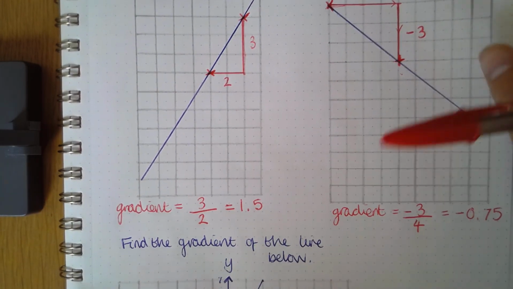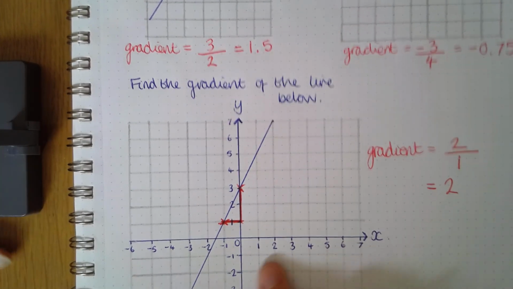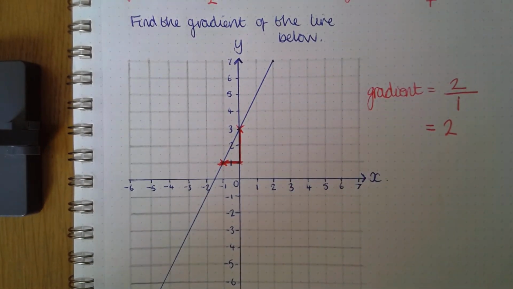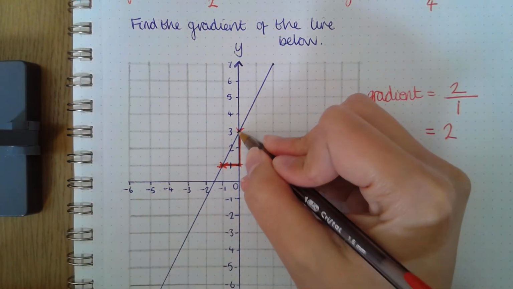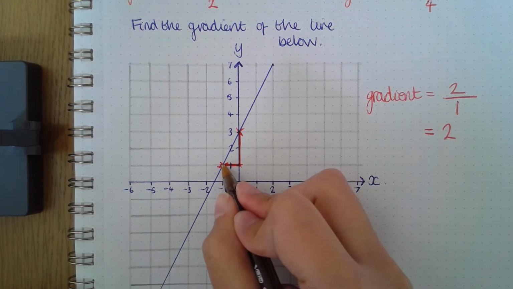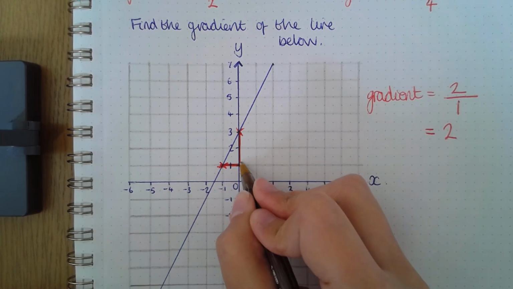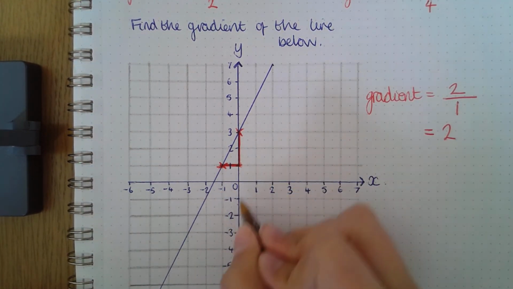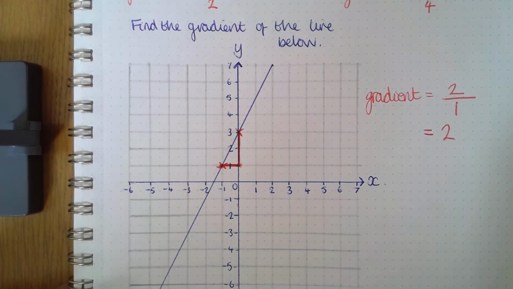So some of the questions are like this, where you haven't got a set of axes, and some of them are like this, where you have got a set of axes. But it's the same principle: 2 points, draw in your triangle, go along to the right first, then up or down. If you have to go down, then we know it's going to be a negative.